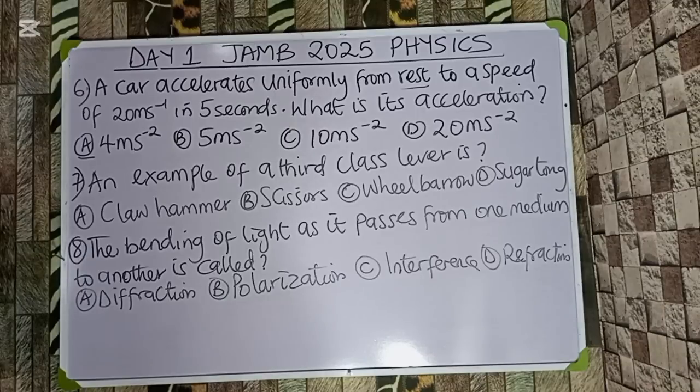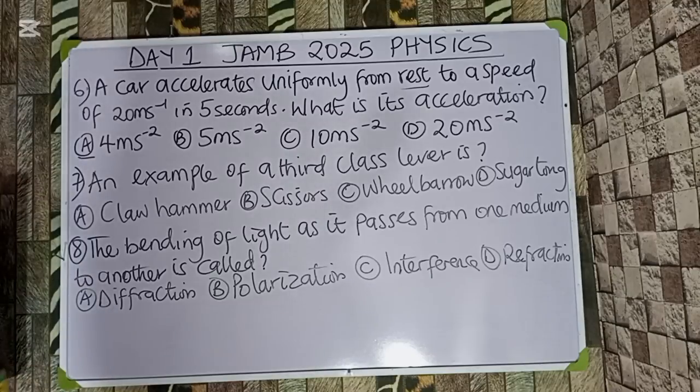Question 6. A car accelerates uniformly from rest to a speed of 20 meters per second in 5 seconds. What is its acceleration? We have the following options. Option A, 4 meters per second square. Option B, per second square. Option C, 10 meters per second square. Option D, 20 meters per second square.